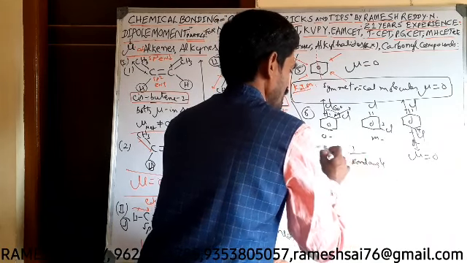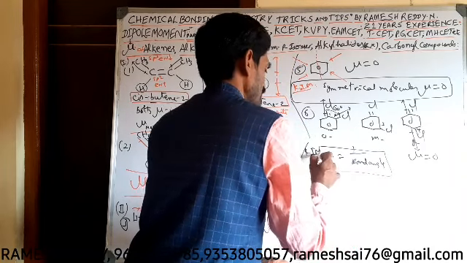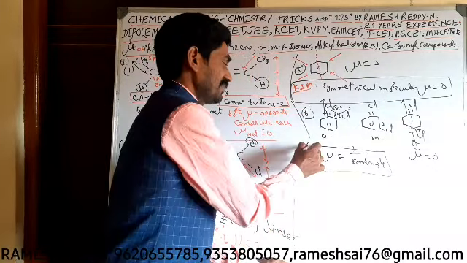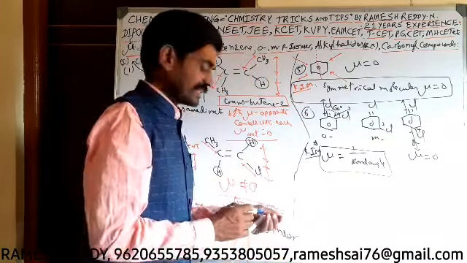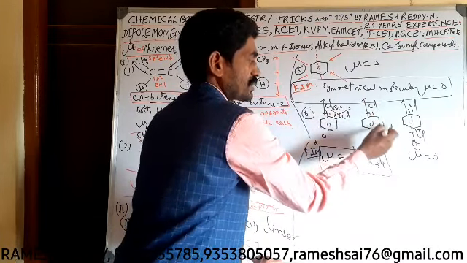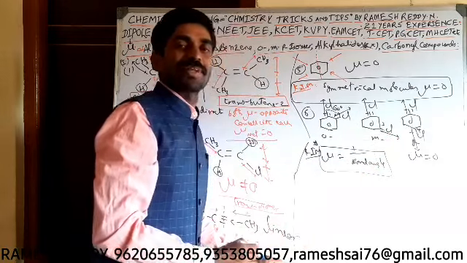If bond angle is less, dipole moment is more. Keep this in mind, my dear students, as it will help you answer objective questions. In this case, the dipole moment is from carbon towards the chlorine, here sp2 carbon towards the chlorine, because chlorine is more electronegative.